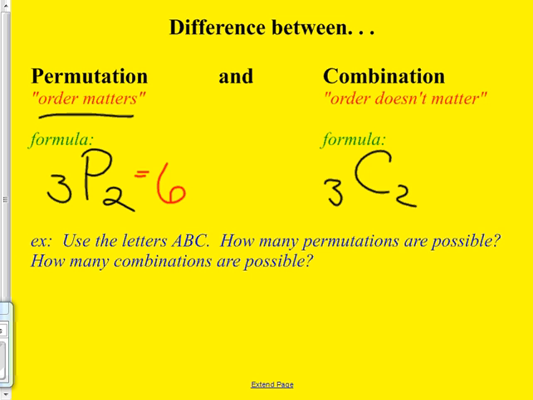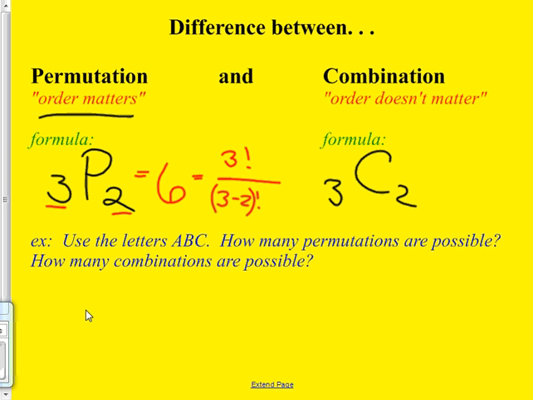There's a fancy formula, and it goes like this. 3 factorial over 3 minus 2 factorial. Now, I know that's the same thing as 1. 3 minus 2 is 1. But it's not always going to be 1. It's always going to be this one minus this one.